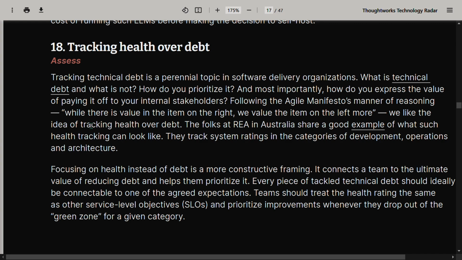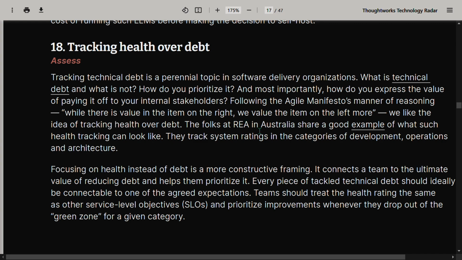We like the idea of tracking health over debt. And we need to remember by health, we don't just mean operational health. We also mean the architectural health of the system. How easy is it to use the code base?